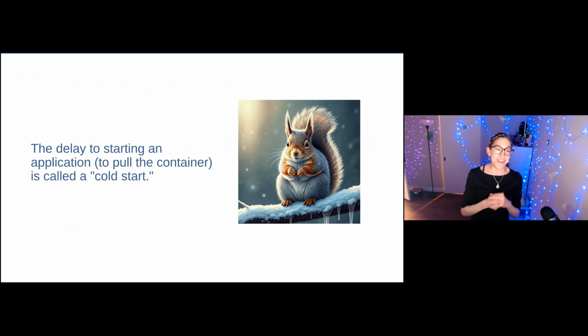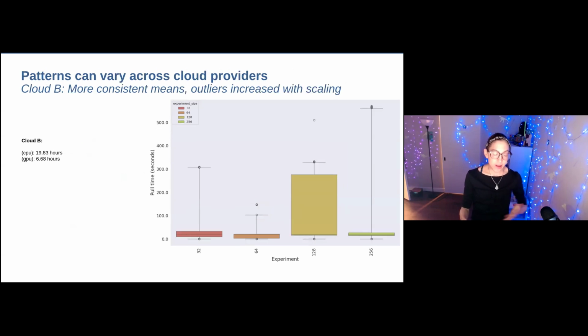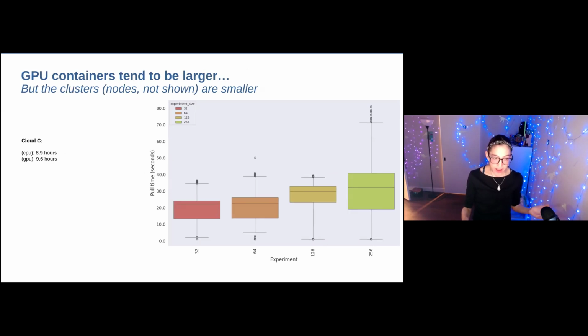A cold start is the delay that you get when you're starting an application. What does this actually look like? Well, for cloud A, it was about 8.5 and 4 hours total pulling. Cloud B, a little bit of a different pattern, still a lot of hours. Same with cloud C. Now, I'm not going to go into the nuances of the differences between the clouds. This is not what the talk is about.